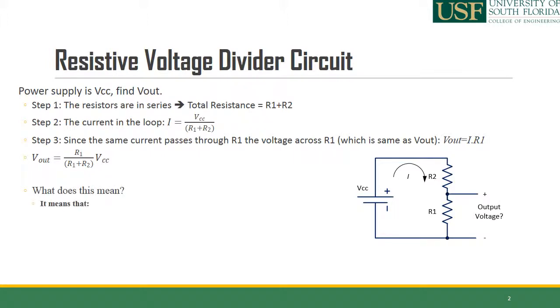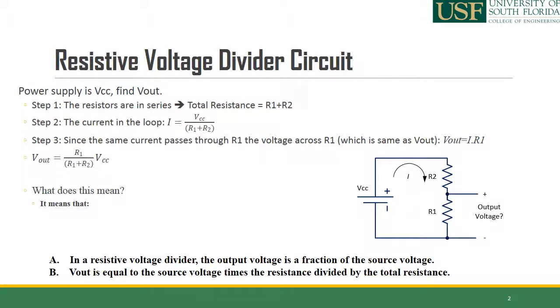What does it mean? Well, it has two significant conclusions on this equation. The first thing is that if we are looking at two resistors in series and applying supply to both of them, and we are taking just the voltage across one of them, that voltage should be a fraction of the total voltage. So we always get a voltage less than the total voltage VCC.